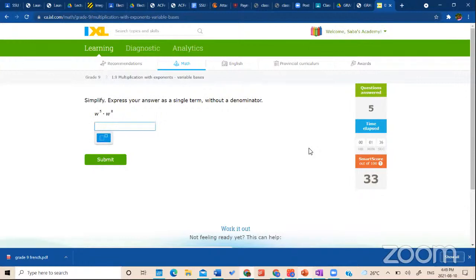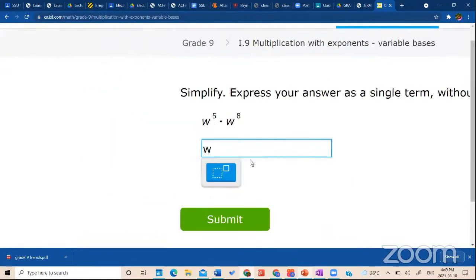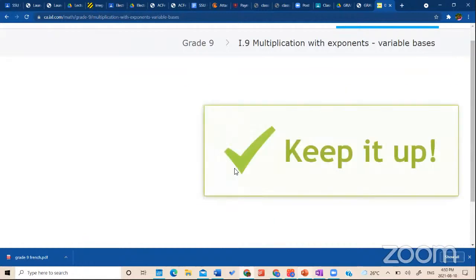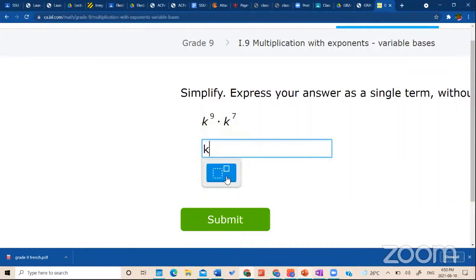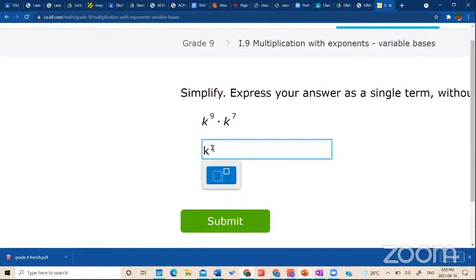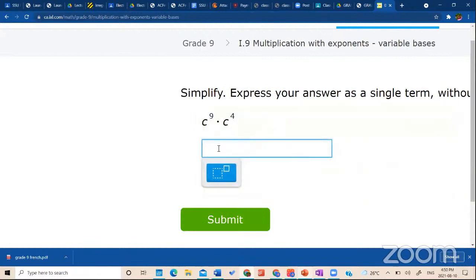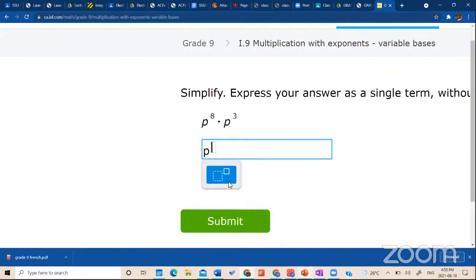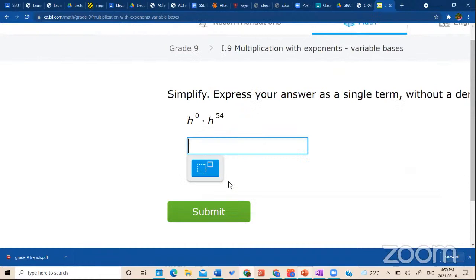Okay, let's do a few more together. W exponent 13. 13, very good. 16. 16, mashallah. 13. 13, mashallah. Okay, let's do one more. 11. Oops, 11. Very good. Okay, so let's go to another topic.